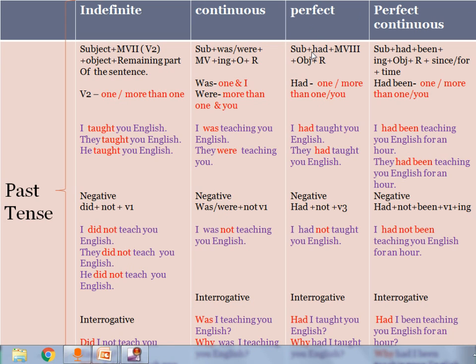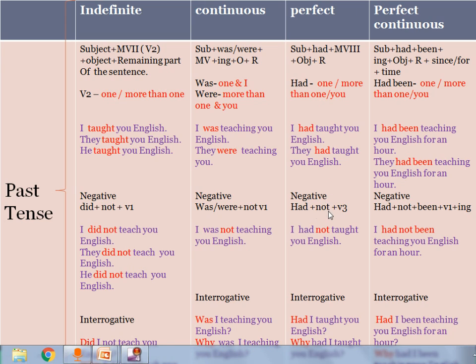Past perfect. Here the only helping verb is had, and we use had for every subject. I had taught you English. Here the third form after had is used, so we can say the sentence belongs to past perfect tense: had plus the third form.